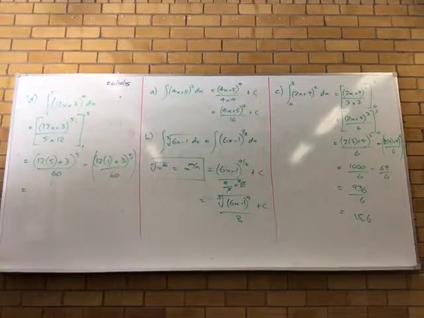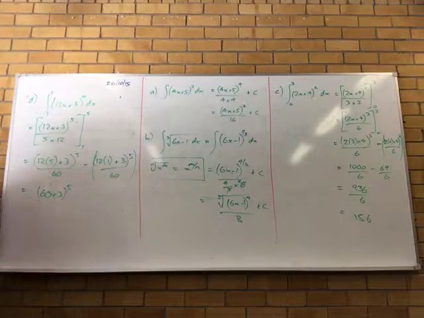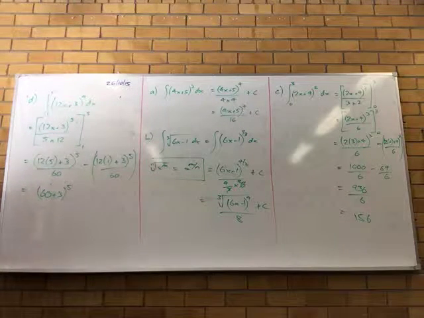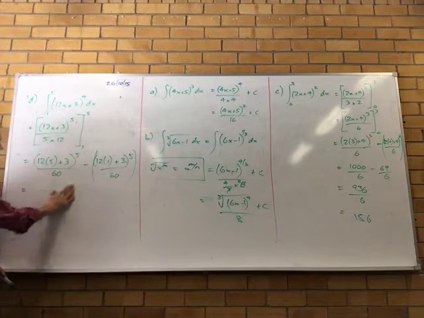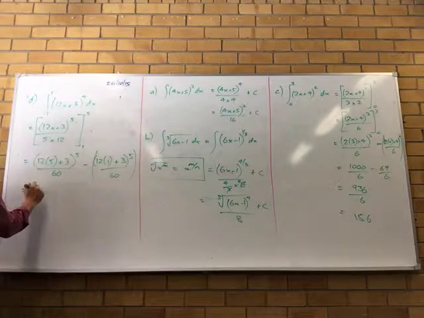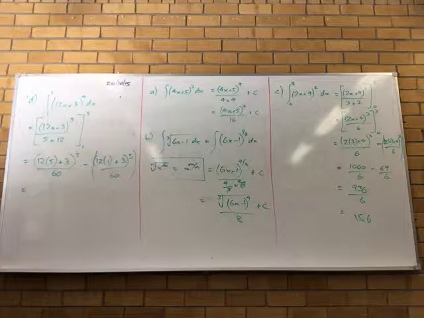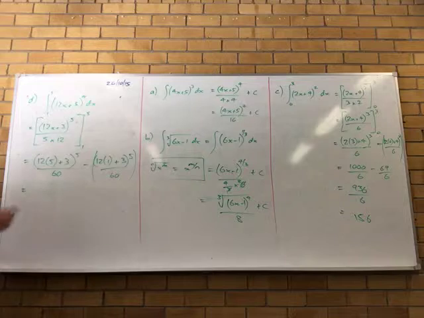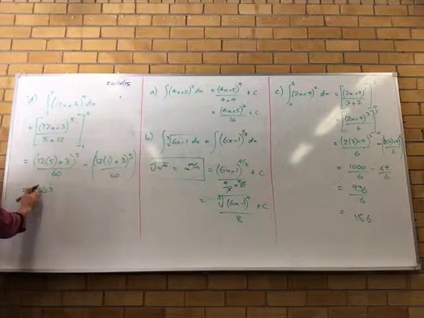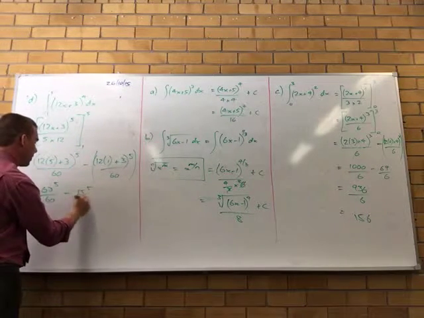Well, you two could do it with your binomial expansion. Or you just go 60 plus 3 to the power of 5. It can be 63 to the power of 5. 992,436,000. Well, you might as well just put all that in the calculator. 15 to the power of 5. So 63 to the power of 5 over 60, take away 15 to the power of 5 over 60.